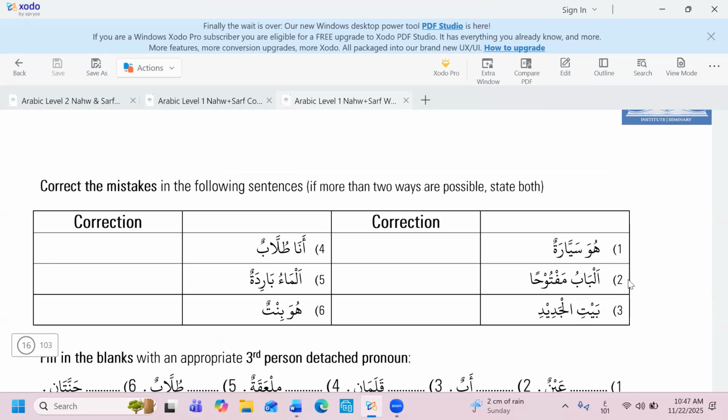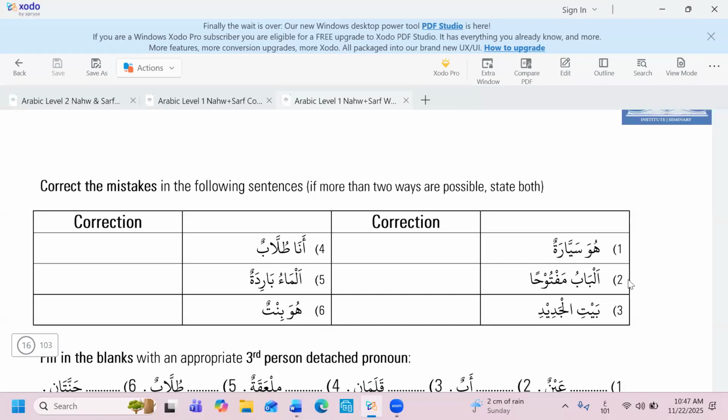It says, Huwa sayyaratun. Why? First of all, we're assuming all of them are incorrect. Why is it incorrect? The wrong pronoun. So huwa sayyaratun, what's the mistake there? It's the wrong pronoun. Huwa is... Yeah, wrong pronoun.